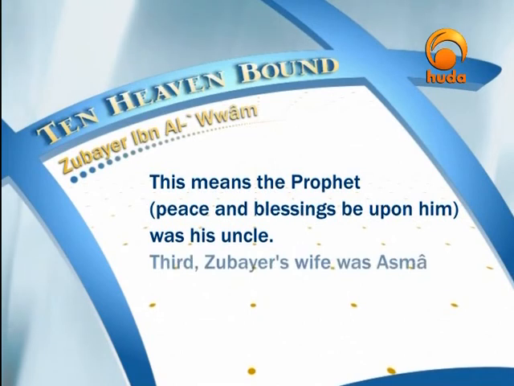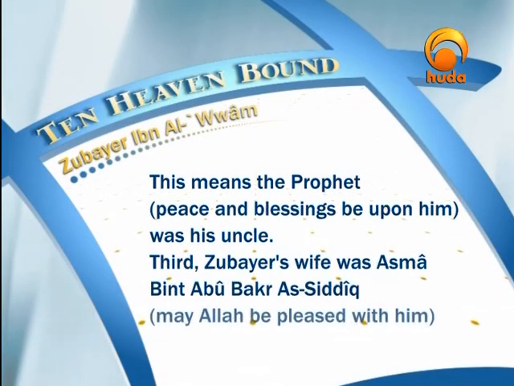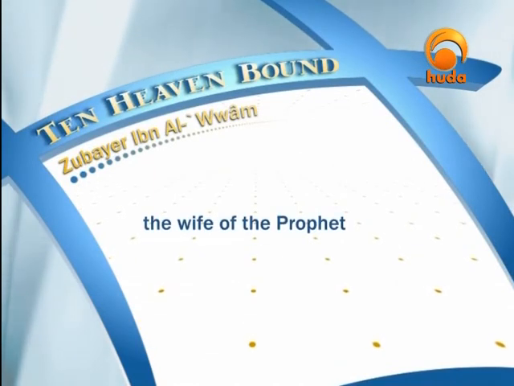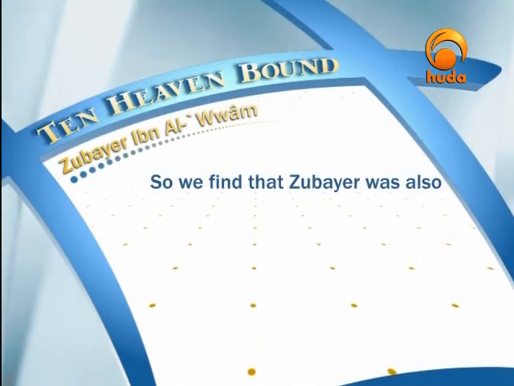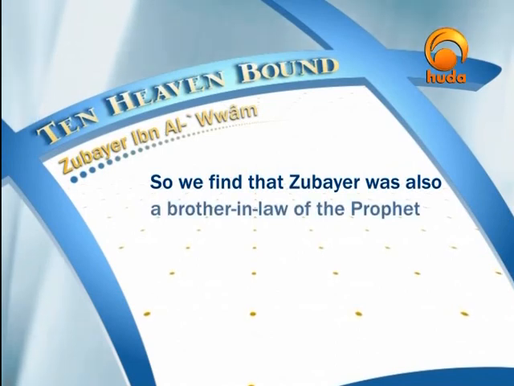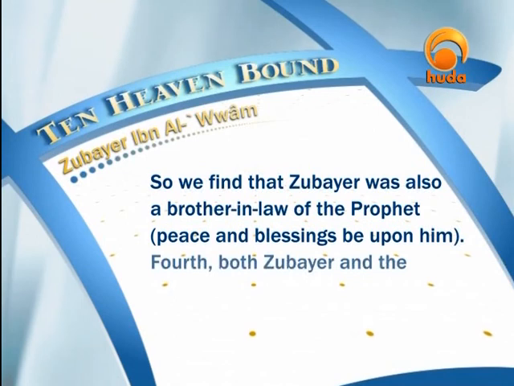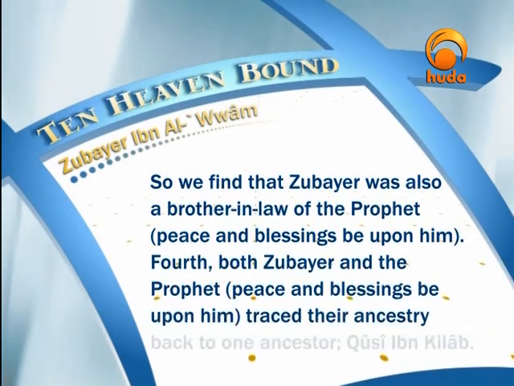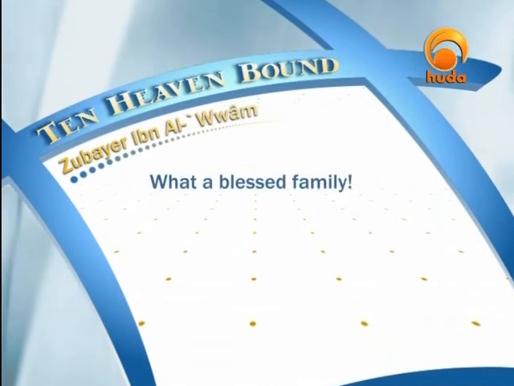Third, Zubair's wife was Asma bint Abu Bakr as-Siddiq, may Allah be pleased with him, and the elder sister of Aisha, the wife of the Prophet. So, we find that Zubair was also a brother-in-law of the Prophet. Fourth, both Zubair and the Prophet traced their ancestry back to one ancestor, Qusay ibn al-Kilab. What a blessed family.